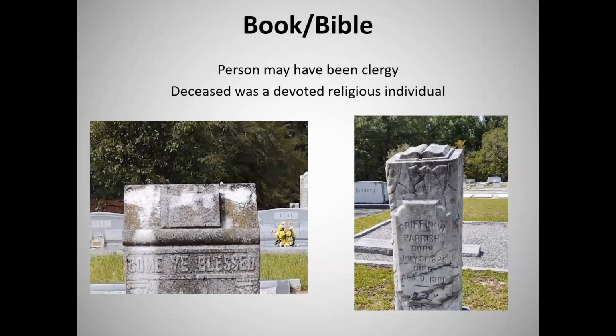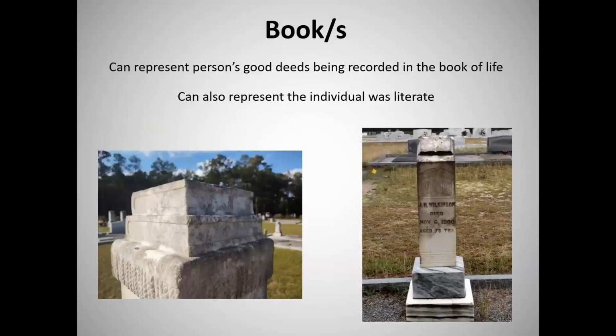A book or a Bible, this will typically show that the person may have been either a clergy or just a devoted religious individual. If you see books, and especially open books, it can represent that this person was literate. And it could also be representative of the good deeds being recorded in the book of life. The photo on the left was a stone that I actually cleaned, and it had algae and lichen growing all over it. And it wasn't until it was cleaned that we realized that this was actually books that were carved on top of the stone.